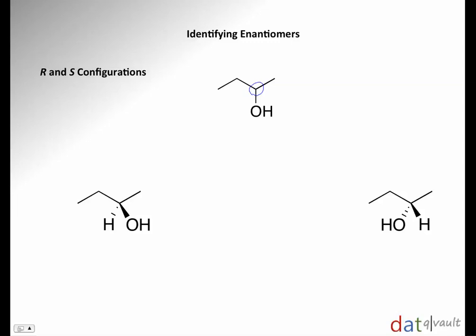These 2 objects right here, these 2 molecules, are non-superimposable. This means you can't take this molecule right here and lay it on top of this molecule and superimpose it on top of it. It's absolutely impossible. So these 2 molecules actually right here are enantiomers of each other.